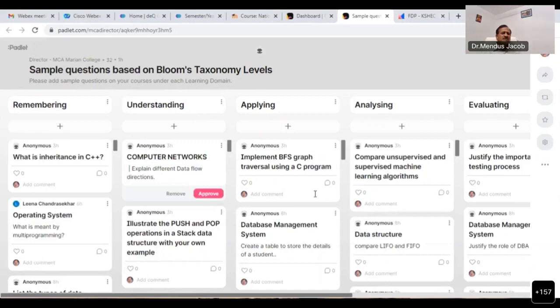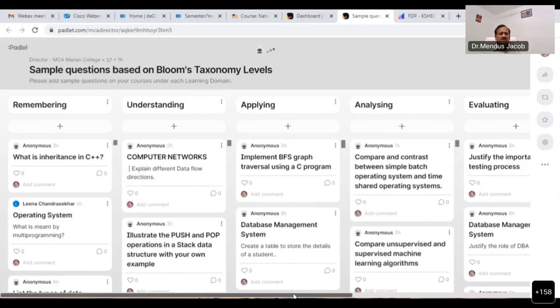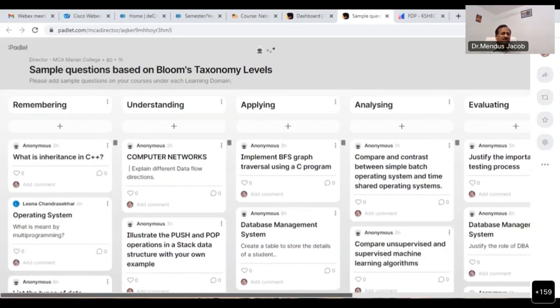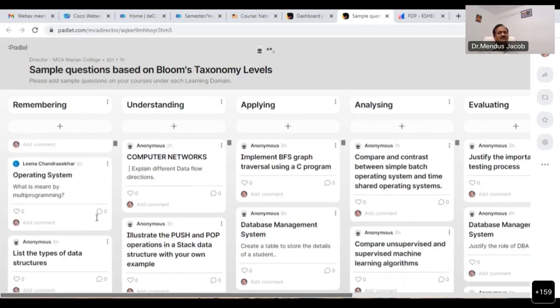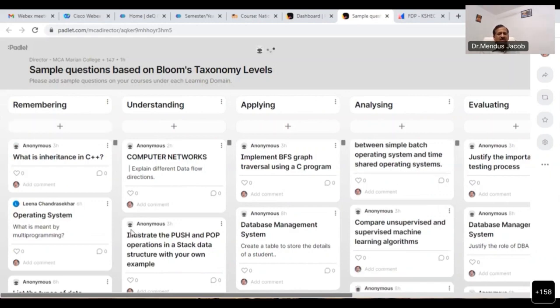Okay, so this is the Padlet where you are adding questions. Many of the faculty members have added questions there. Now what you can do is give your comments here. If you feel that a question is not of that particular taxonomy level, you can mention it and add your own comments. In that way, collaborative learning will happen. So there are different questions from different taxonomy levels.